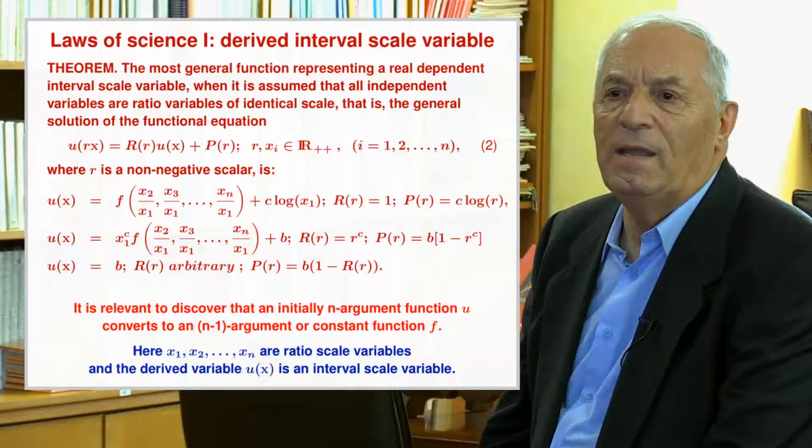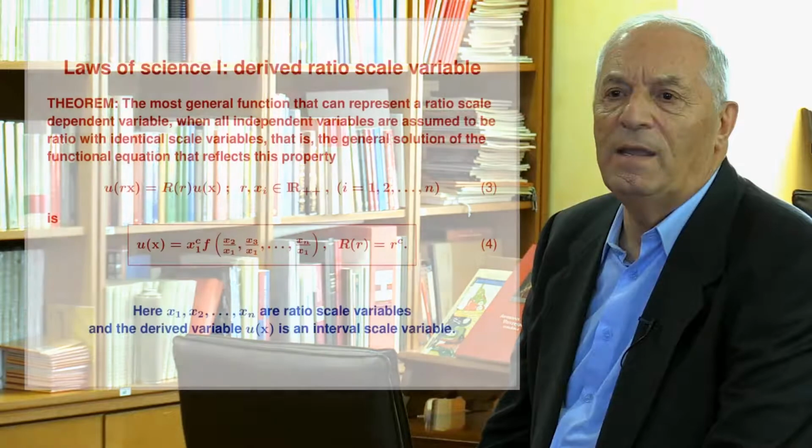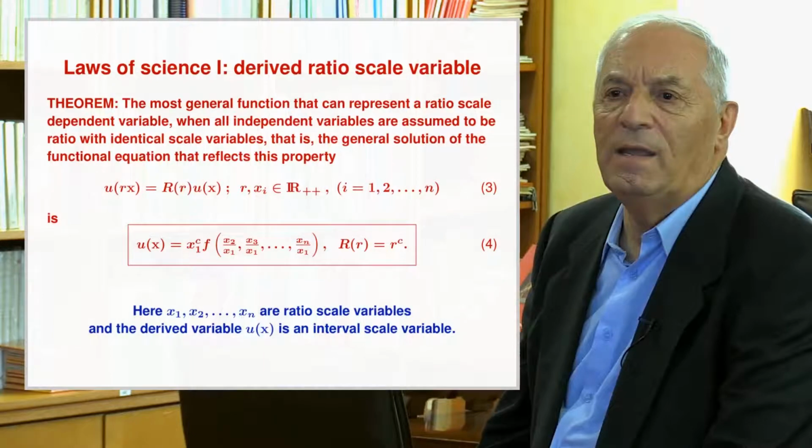It is relevant to discover that an initially n-argument function u converts to an n-1 argument or constant function f, that is, a complex problem reduces complexity thanks to the conditions imposed by the functional equation 1. We remind the reader that here x1, x2, xn are ratio scale variables and the secondary variable u is an interval scale variable. A particular case of the previous equations occurs when the secondary variable is a ratio scale variable.